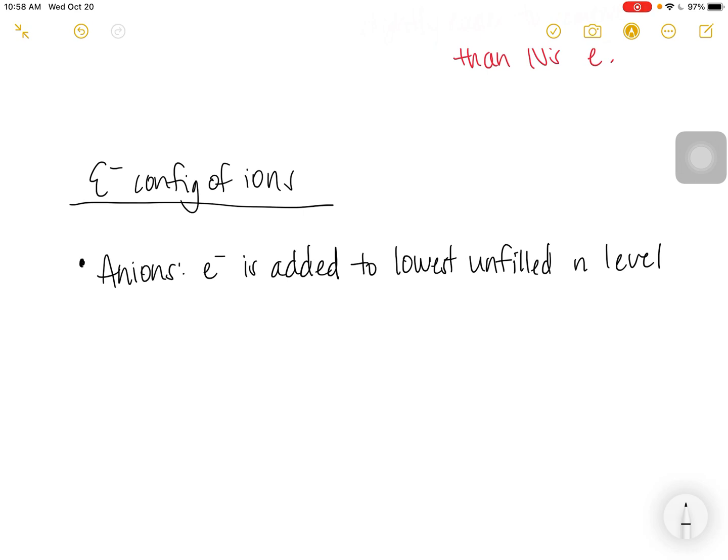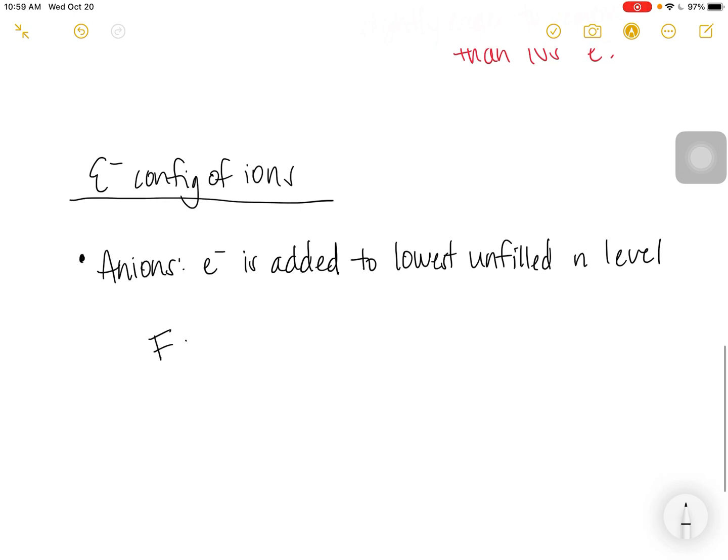A super common example is fluorine. When we give it an electron to make it F minus, of course, the second energy level is not full, and so we stick it in the second energy level to complete the p orbital. That's almost common sense. We've seen that before. You would never put it in the 3p or the 4s or something like that. It's going to go in the next available orbital.